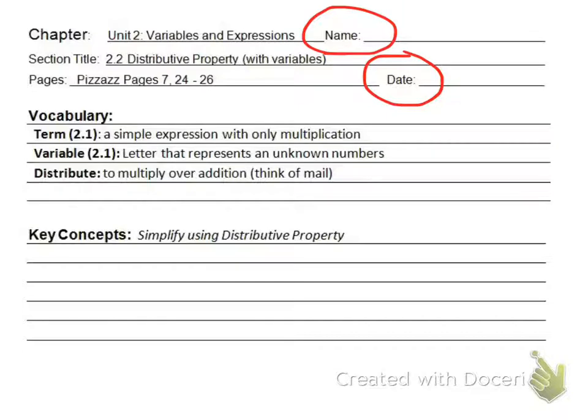We're going to start out with some vocabulary that we've seen previously in our notes for 2.1 on combining like terms. And the first vocabulary piece we have is term. So term is a simple expression with only multiplication. And a variable is the letter that represents an unknown number or unknown numbers.